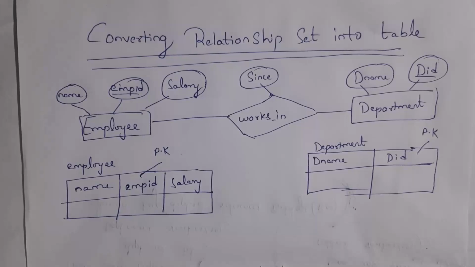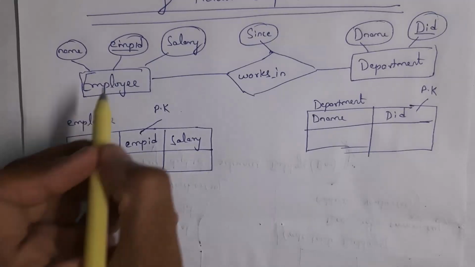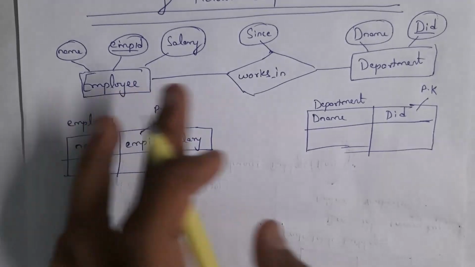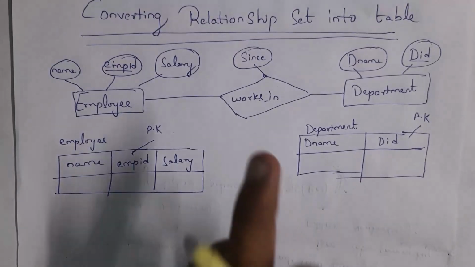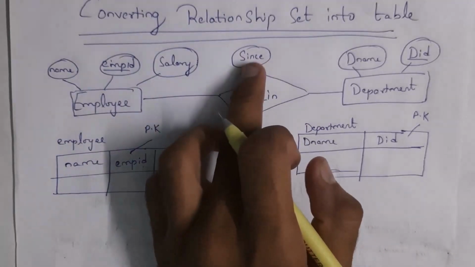Till now I explained how to convert a strong entity set into a table and a weak entity set into a table. Next I will explain how to convert a relationship set into a table. Guys, for example, let us consider there are two entity sets. They are the employee entity set and the department entity set. As we know, an employee works in a department. So I will connect these two entities by establishing a working relationship. Now we need to create a table for this relationship set. Already there is one attribute in this relationship set, that is since. This since is nothing but a column name.